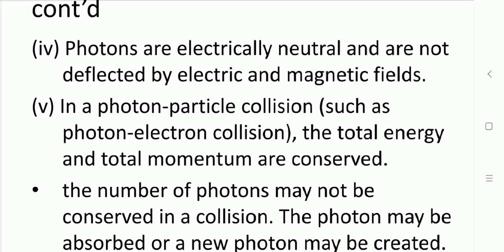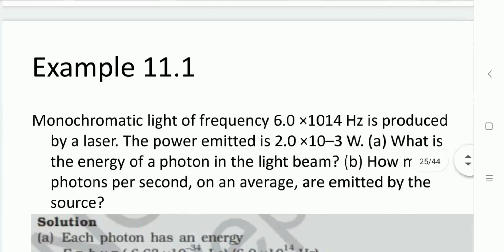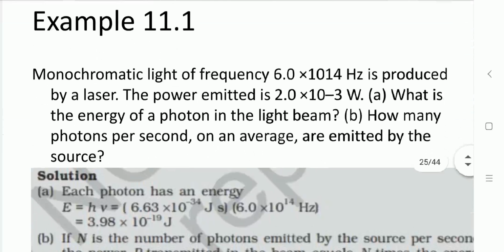In photon-particle collisions, conservation of energy and momentum can be maintained, but when photons are absorbed, energy conservation and momentum conservation cannot be defined. At that time new photons can be created or a few photons can be absorbed. Now, let us go through an example for the same.